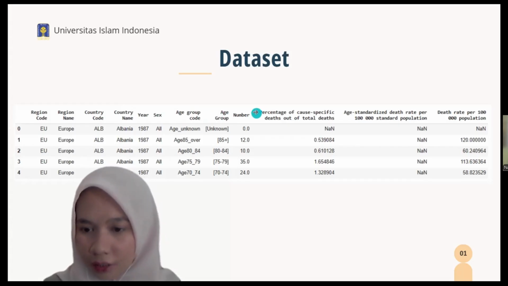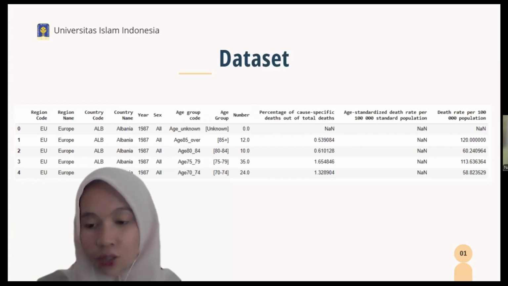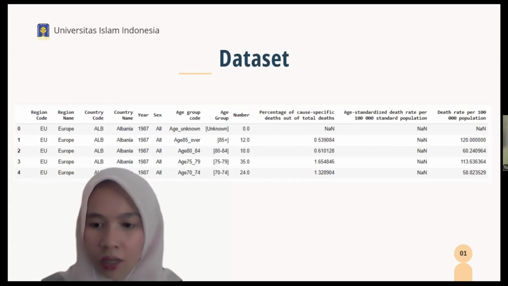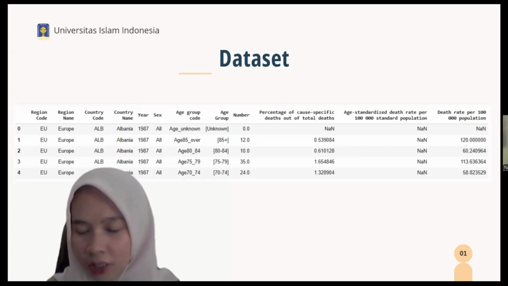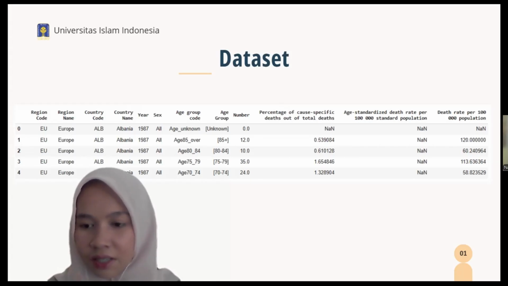Number: this column shows the absolute number of deaths recorded in this specific age group, country, and year. Percentage of cause-specific deaths out of total deaths indicates the proportion of deaths from a specific cause relative to the total number of deaths in that country and year. Age-standardized death rate per 100,000 population: this column shows the mortality rate adjusted for age, allowing comparison between populations with different age structures.